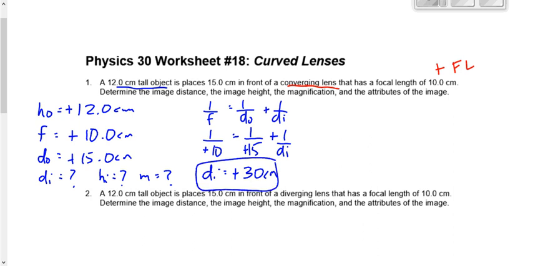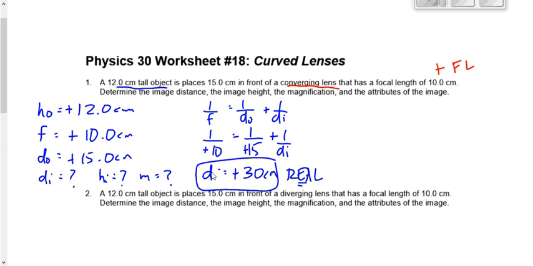The image distance is positive 30, which gives me one of the attributes right now. If the image distance is negative, it's going to be virtual. If the image distance is positive, it's going to be real. Remember, f, do, and di, positive means real. Real focal point, real object, real image. This is a real image. We know that because it has a positive di.